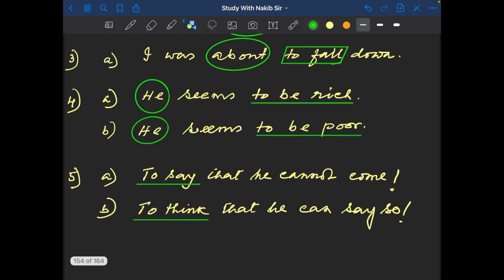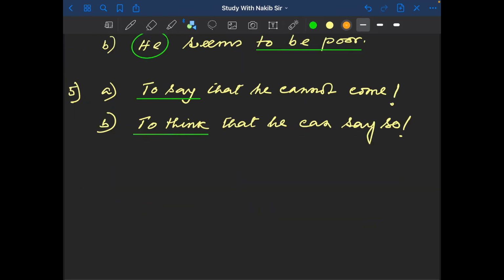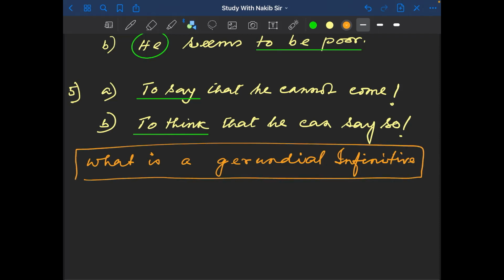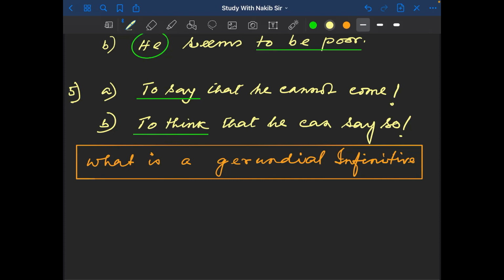Okay. Now we'll go to the gerundial infinitive. What is a gerundial infinitive? This is a question. The answer is, gerundial infinitive is the infinitive that is used in a sentence like an adjective or like an adverb to express cause, condition, purpose, result, or absolutely or parenthetically in a sentence.